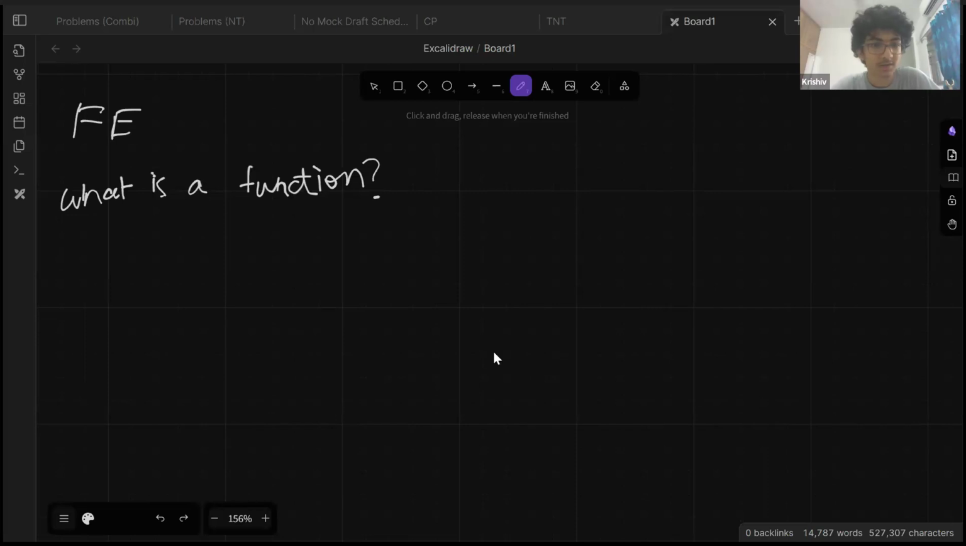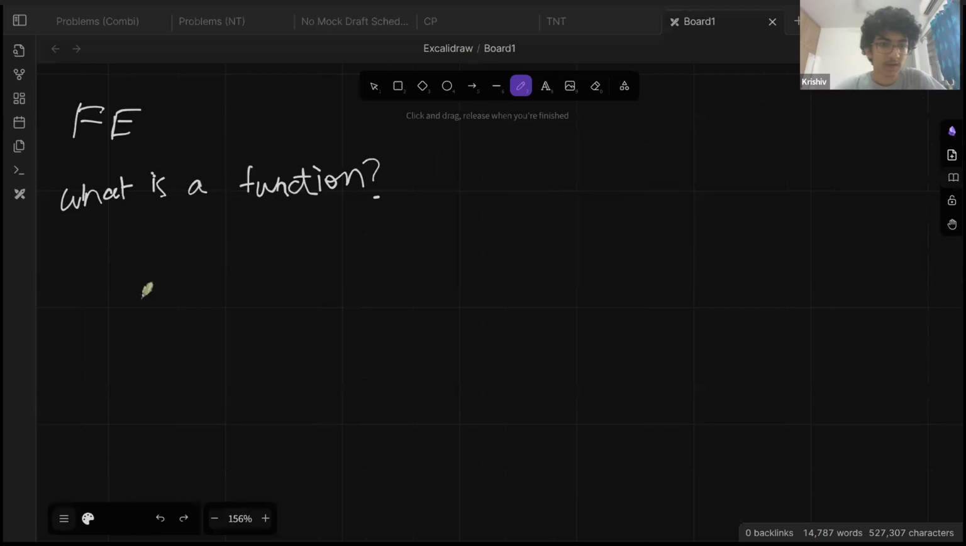Yeah, so hello everyone. Today we're going to be looking at some functional equations. So we'll start off by looking at what a function is. Does anyone know what a function is? Feel free to unmute and ask questions in the middle of the session.